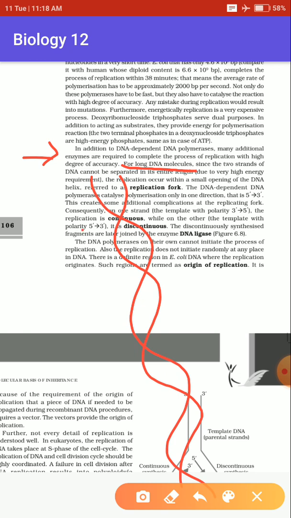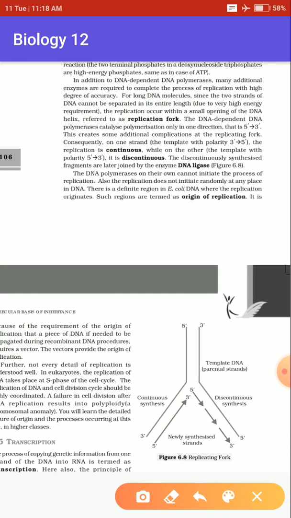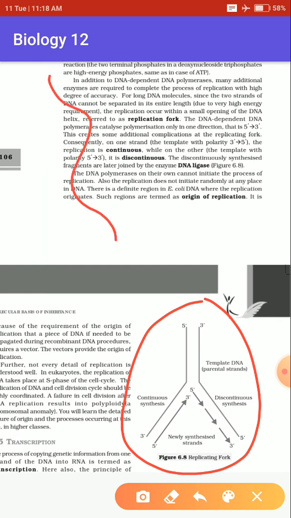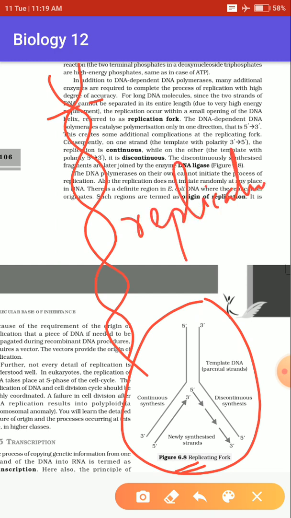For replication, a smaller part of the strand is taken, and after taking that smaller part, a small opening is given to the DNA helix. If you have this DNA, a small opening is given, and that opening is known by the name replication fork. A small opening is given in the DNA, and that is done by all the enzymes that are being used.